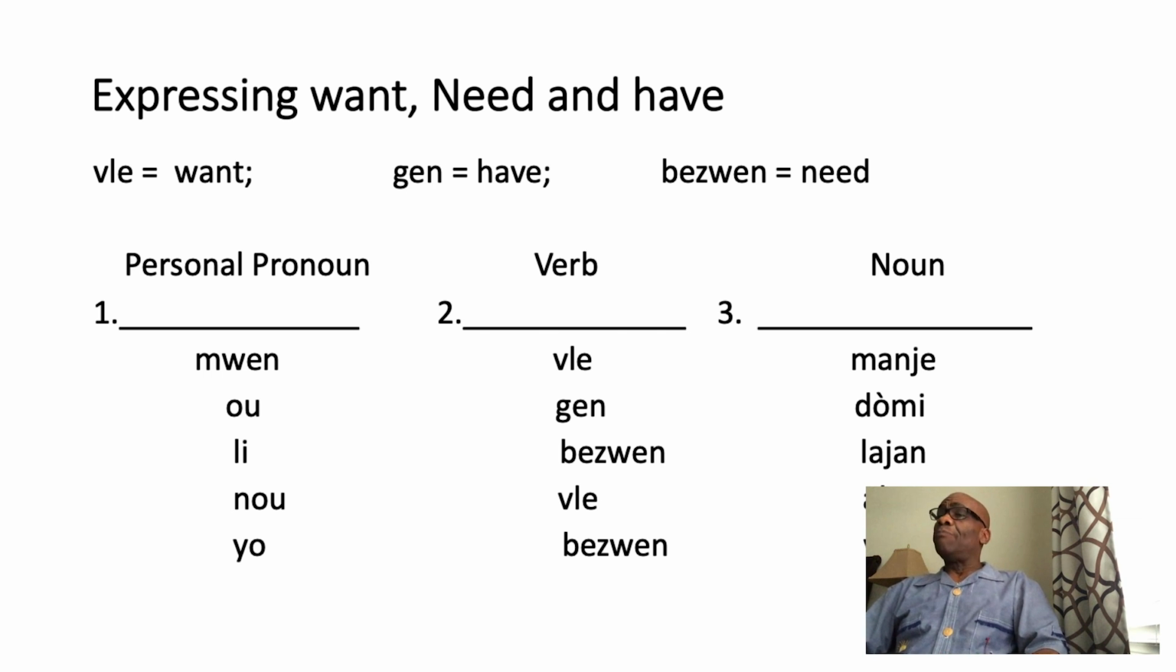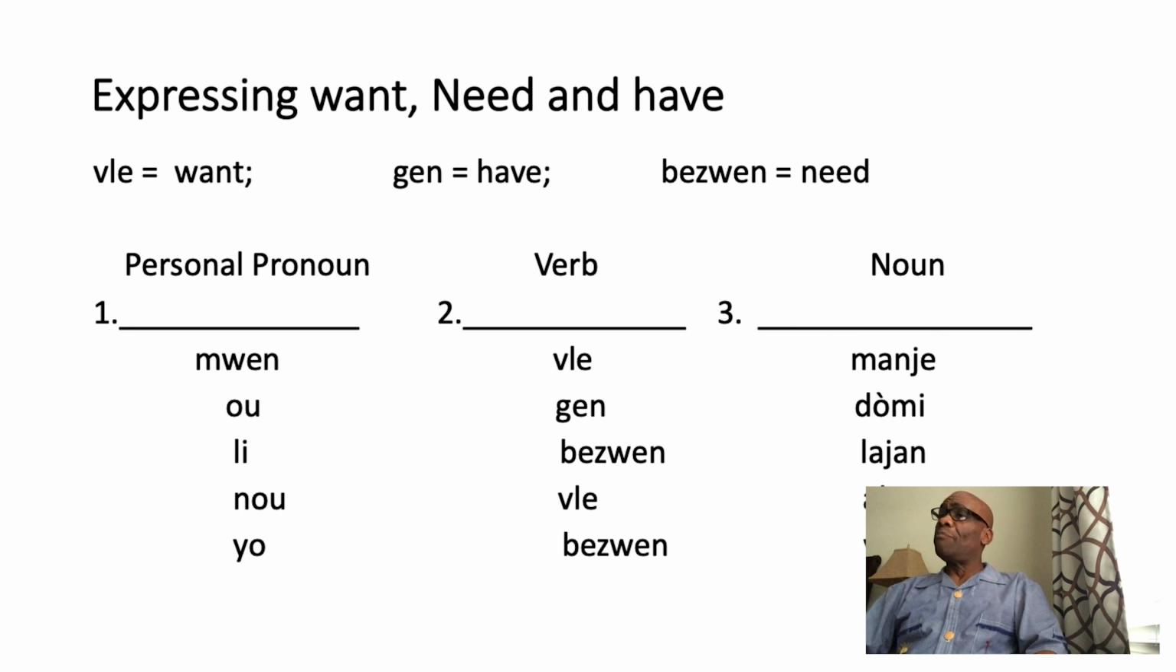Besoin. That means need. I need food. Moi besoin manger. Now, let's look at the sentences. You have the pronoun. Remember, you learned the pronoun before. Moi, ou, li, nou, yo.